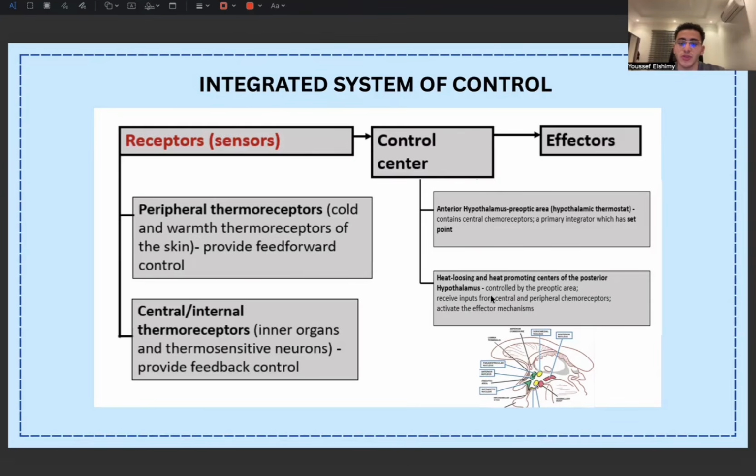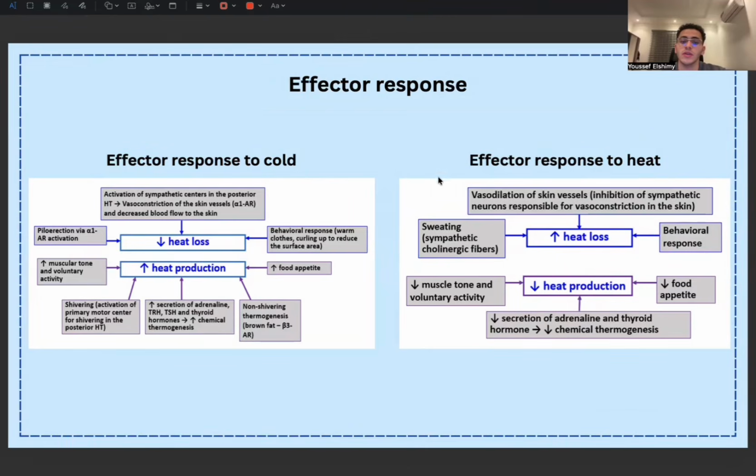Then we have the posterior hypothalamus. In this area, it includes the heat losing and the heat promoting centers. So whenever, for example, someone wants to shiver, or someone wants to sweat, the posterior hypothalamus is the controlling area, and it receives inputs from the central and peripheral chemoreceptors and then activates the effector mechanisms. So what are the effector mechanisms? Depending on the response, if someone is feeling cold, obviously you need to decrease the heat loss and increase the heat production.